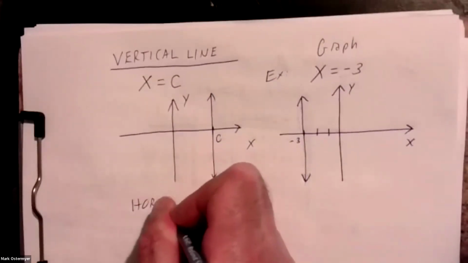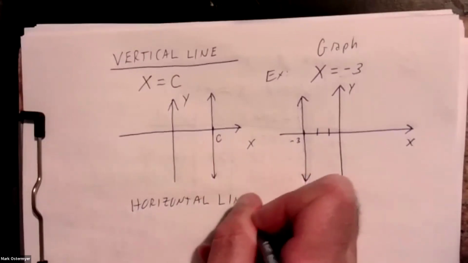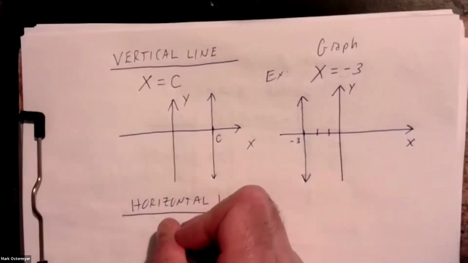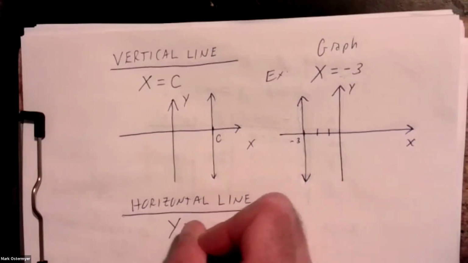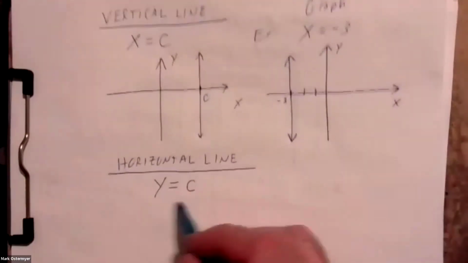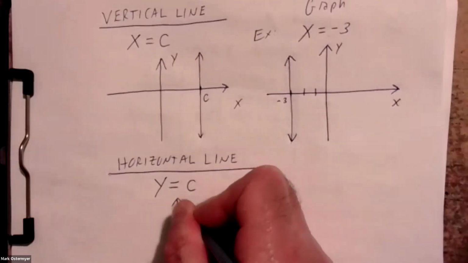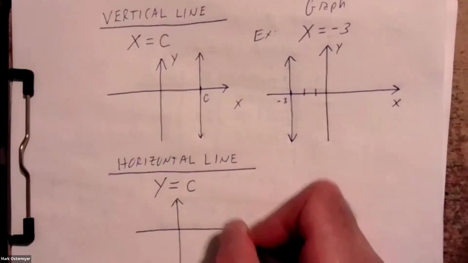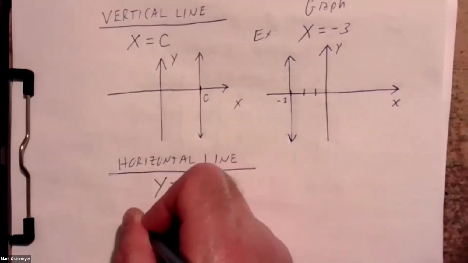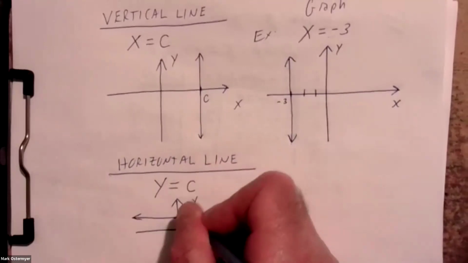How about a horizontal line? What does the equation of a horizontal line look like? Well, it must always be in equation form y equal to some real number c. You won't see the x variable in the equation of a horizontal line. And the graph of this equation y equals c is going to be a horizontal line that goes through the y-axis at c, whatever number c is. This will be c.